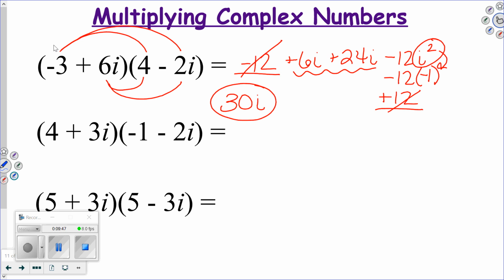All right, next one. 4 times negative 1. 4 times negative 2i. 3i times negative 1, and 3i times negative 2i.